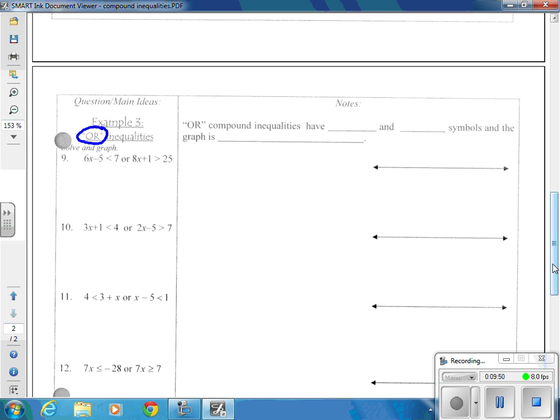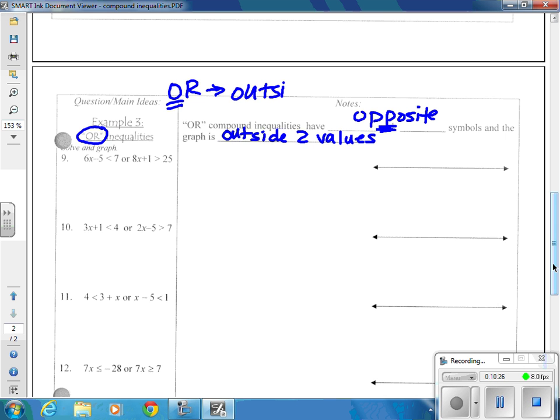Okay, with OR inequalities, you're literally solving two separate inequalities, and then you're going to take and graph your results. Before we do that, though, I'm going to fill in the blanks. OR compound inequalities have, you don't need the word and, you can just write the word opposite symbols. In other words, the two symbols will be in the opposite direction. Okay, and the graph is outside the two values. And if you want an easy way to remember that, the word OR starts with an O. The word outside also starts with an O. So if you remember that, you'll remember which way you need to shade your graphs.